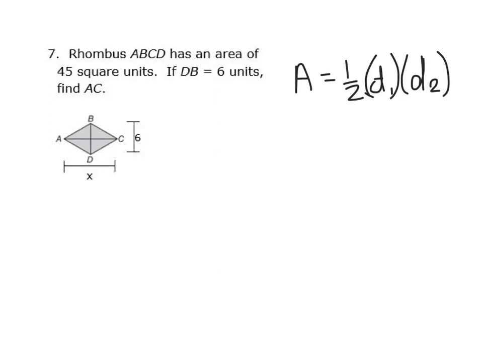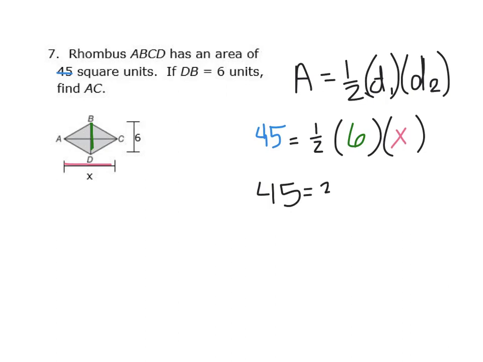This next one, area of a rhombus, is given by 1/2 diagonal 1 times diagonal 2. We know we have an area of 45 square units, and that's going to be equal to 1/2. And then we know one diagonal is being represented by 6. That's this one. And the other diagonal we're looking for is our x. So we have our equation. 45 equals 1/2 of 6 is 3. So 3x, which means x has a value of 15 units.